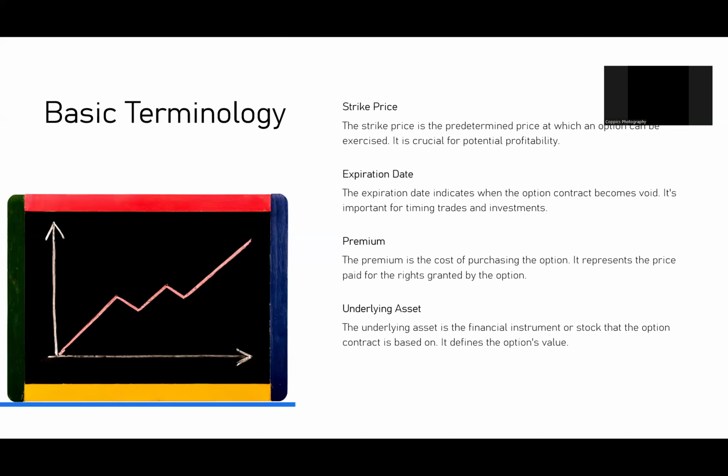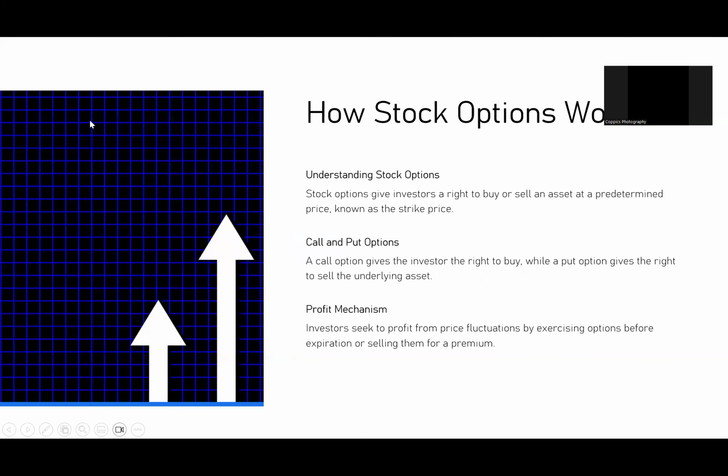And then the underlying asset is just really the stock that we're talking about, right? So we're buying a premium for the right to 100 contracts on the underlying asset of whatever that stock is, and the underlying asset is that stock. So that's the basic terminology. So how do they work?